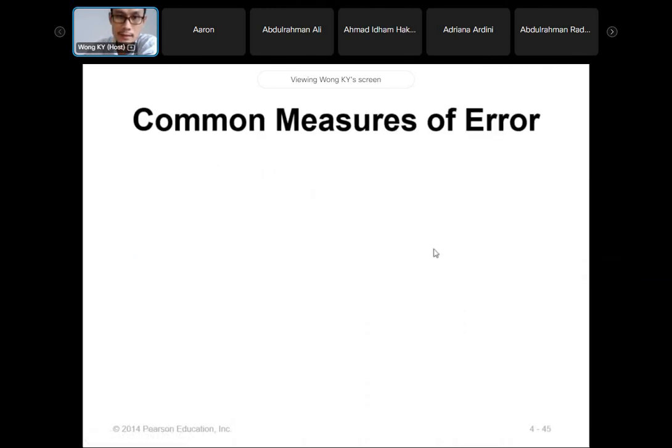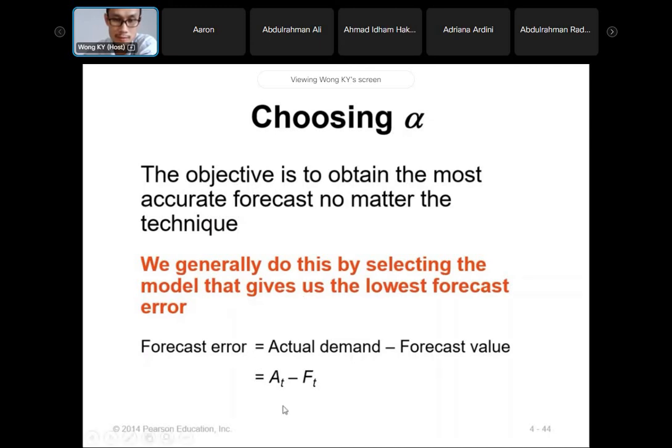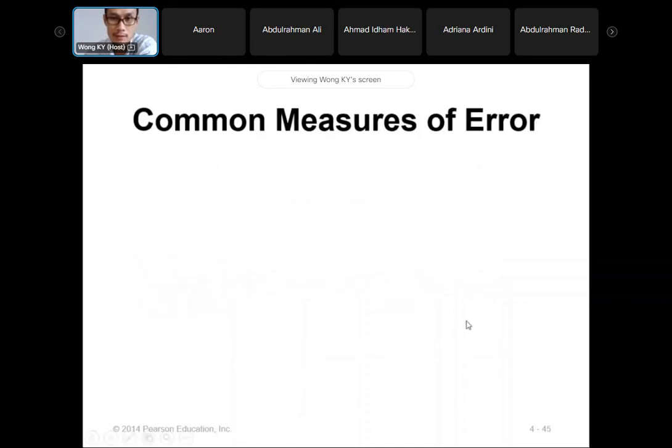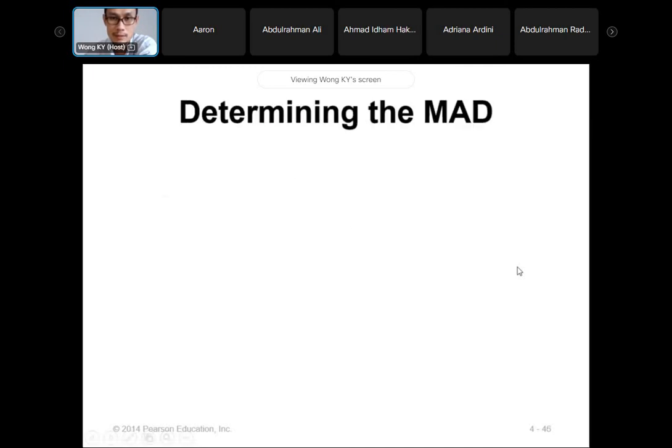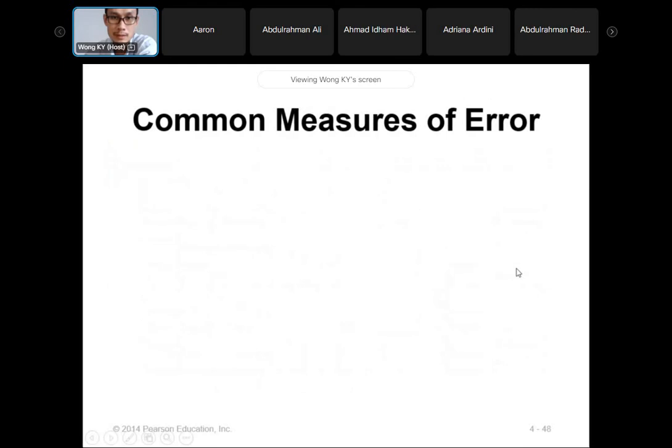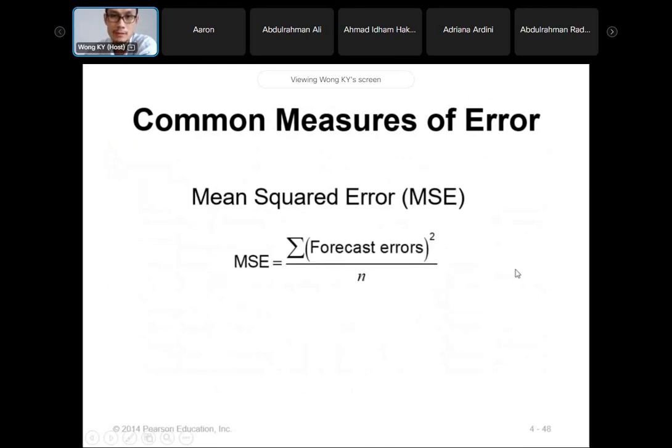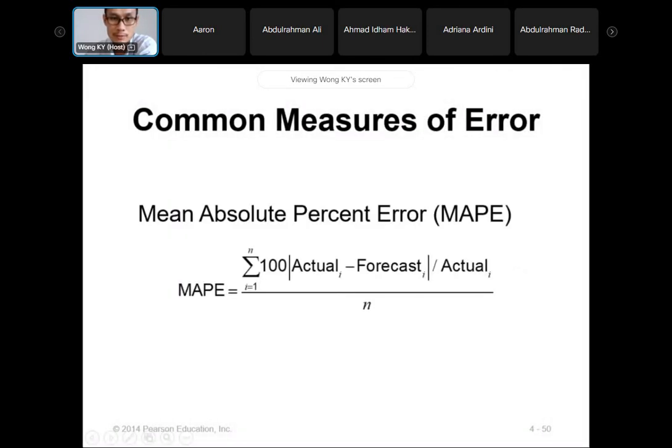Now, just now I said calculating forecast error, but this alone is not enough, because if you use this formula alone, sometimes your error can be positive, sometimes negative, because actual minus forecast can be positive or negative. And if I total up, sometimes it becomes 0, because positive plus negative will cancel the effect. So instead of calculating the forecast error alone, we normally calculate 3 important measures. The first is MAD, which stands for mean absolute deviation. Or we can calculate mean squared error, MSE, or we can also calculate MAPE, mean absolute percentage error.